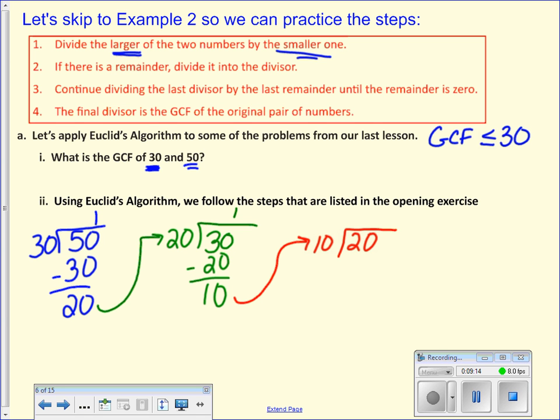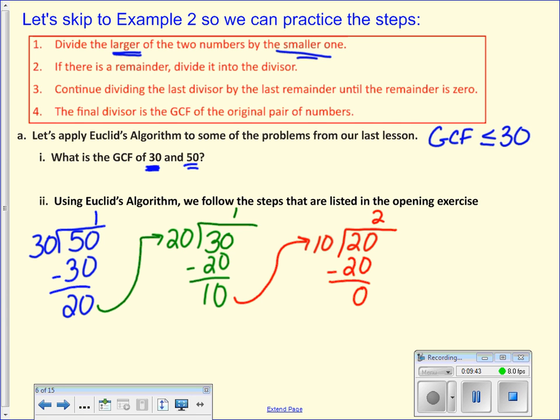So now we can divide again. 2, 20. Okay. We got to 0. I don't have a remainder. But the point here was not division. The point here was to find the GCF. Look at all those numbers on the board. Which one's the biggest? Which one is my GCF?